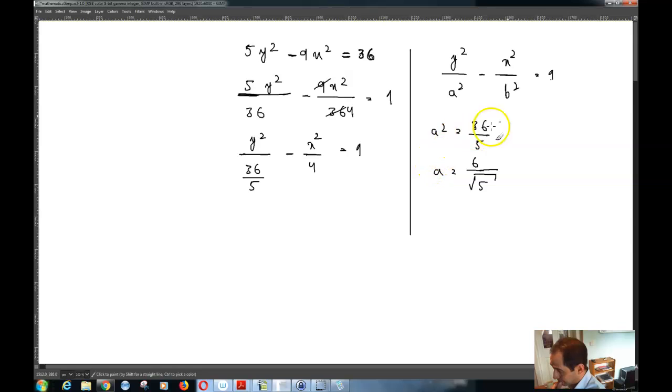And I suppose b becomes, so over here b squared is equal to 4. B squared is equal to 4, so b is equal to 2.